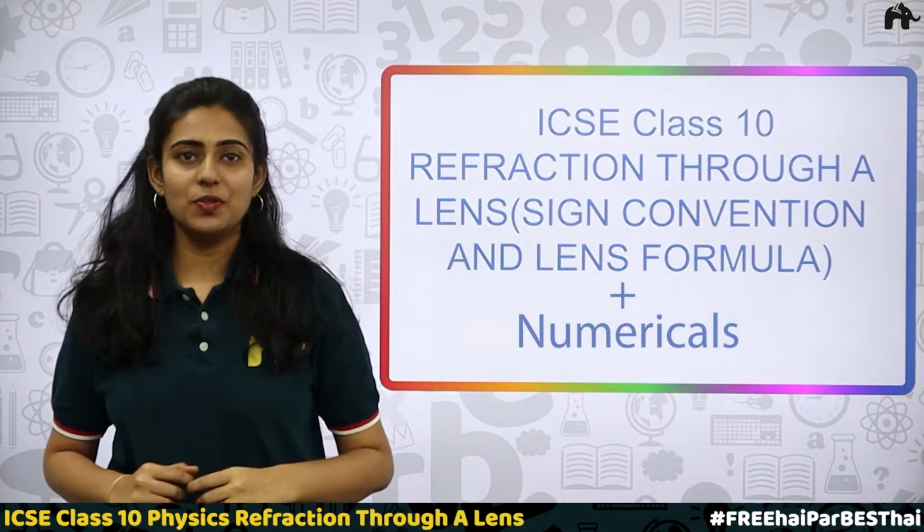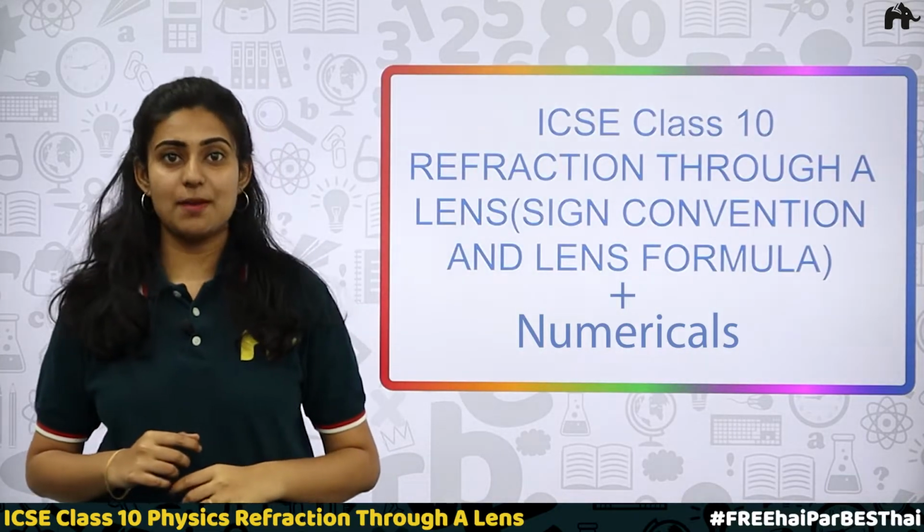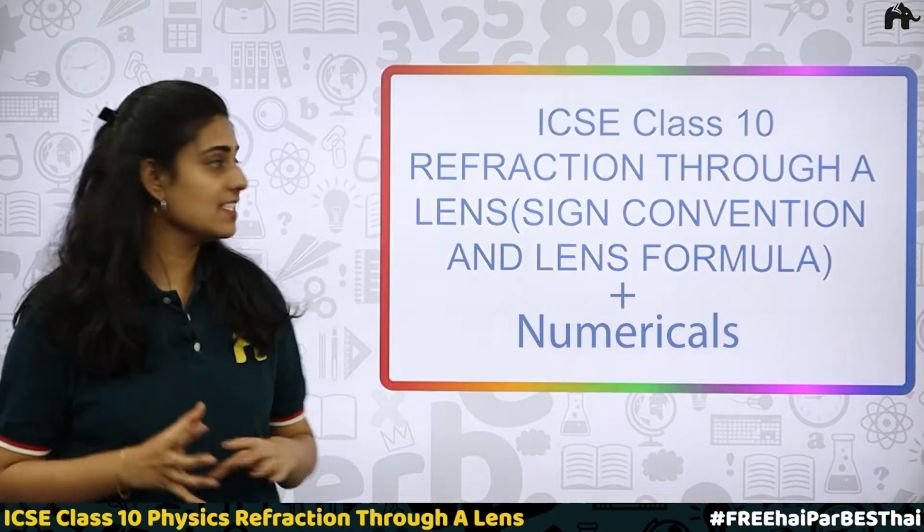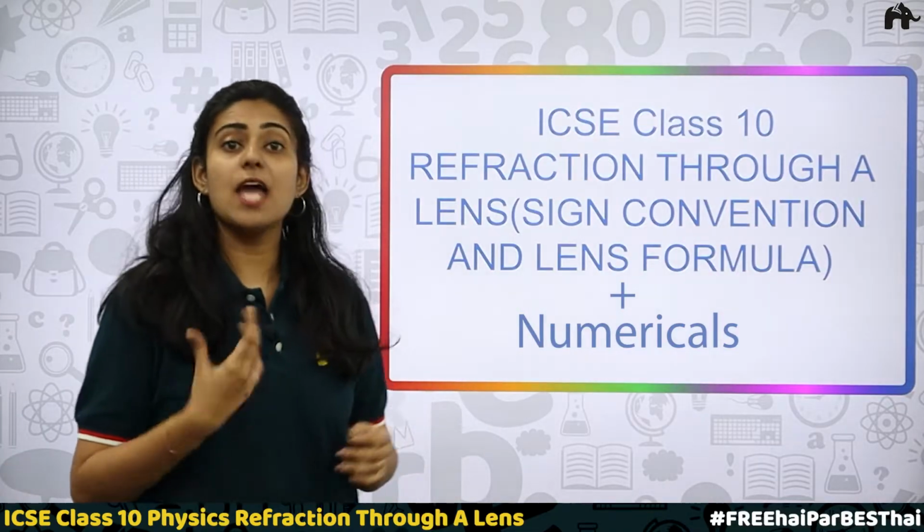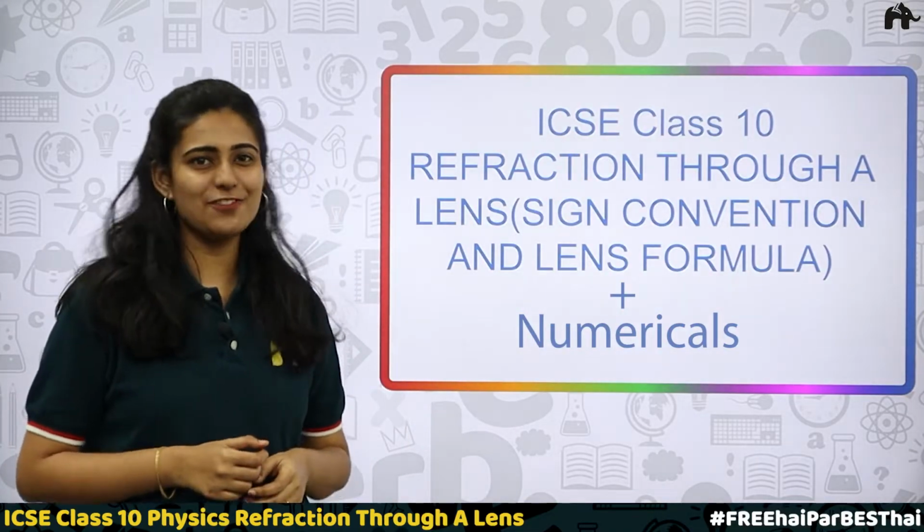In today's class, we are going to discuss ICSE Class 10 Physics Chapter 5, Refraction through a Lens. We will be discussing sign conventions and the lens formula and problems related to it. Hope you all are ready for the session. Let's begin.